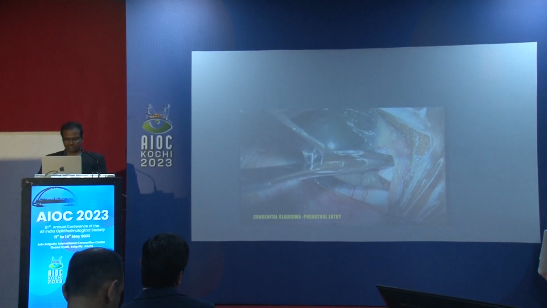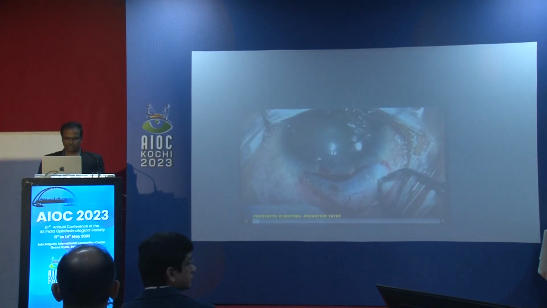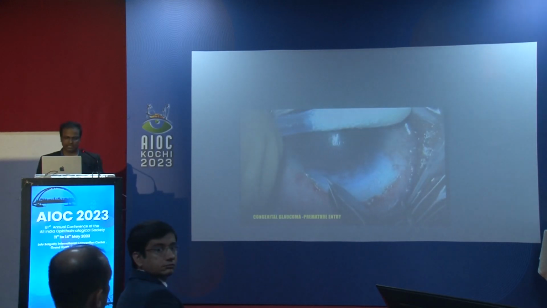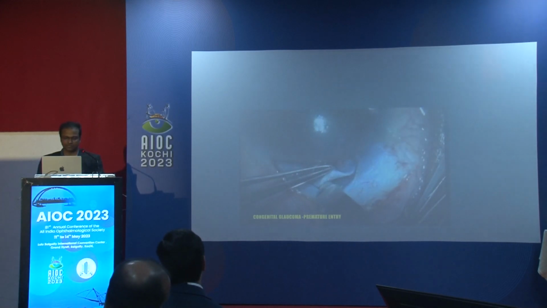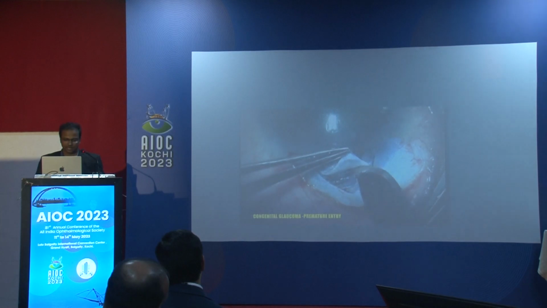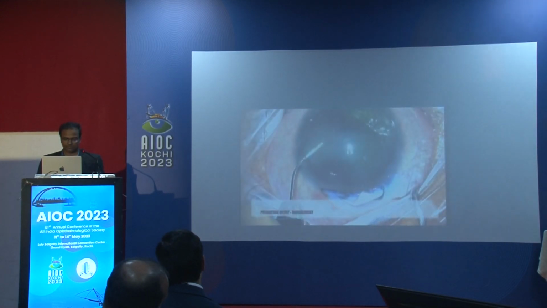The next complication I would show is premature entry. This is a case of childhood glaucoma in which these eyes are bigger, so the sclera is very thin. In buphthalmic eyes the sclera is very thin, and it is sometimes difficult to make a flap. While making the flap here, premature entry happened.